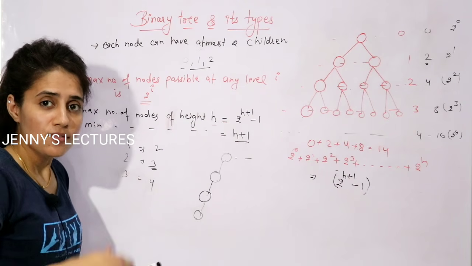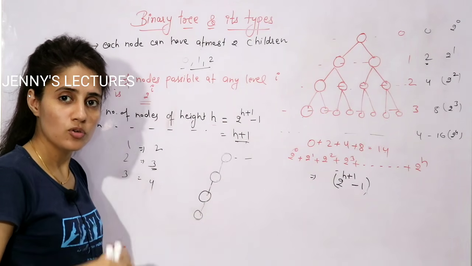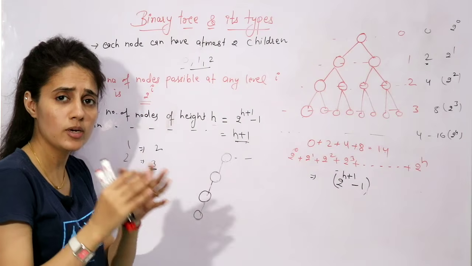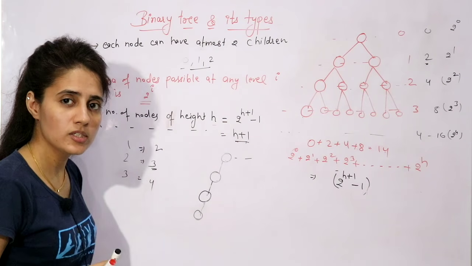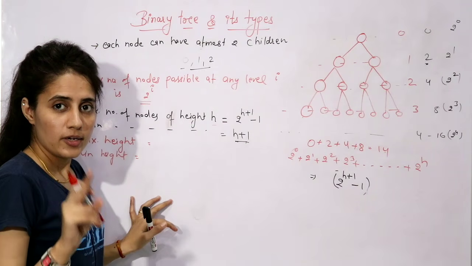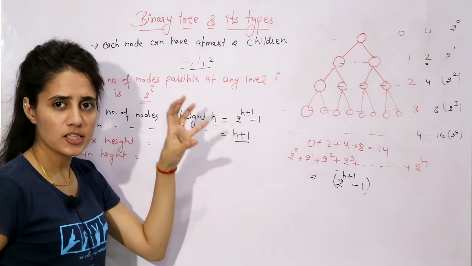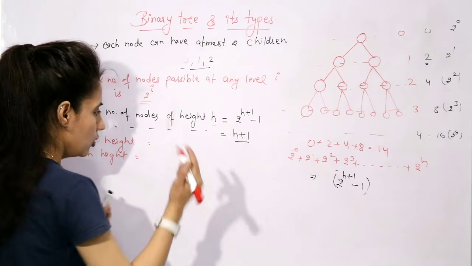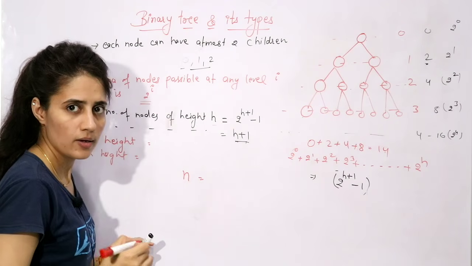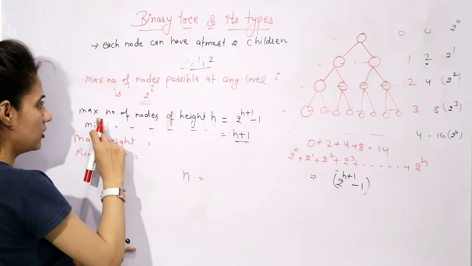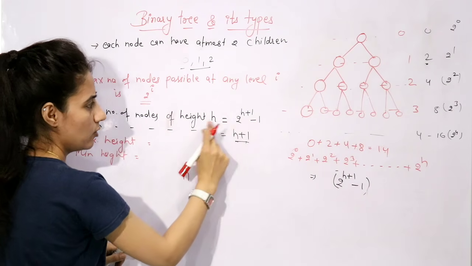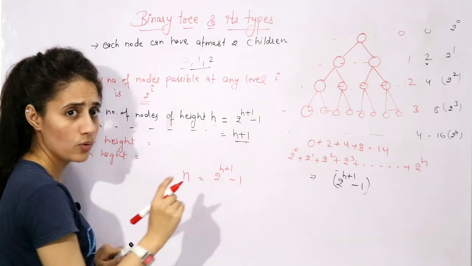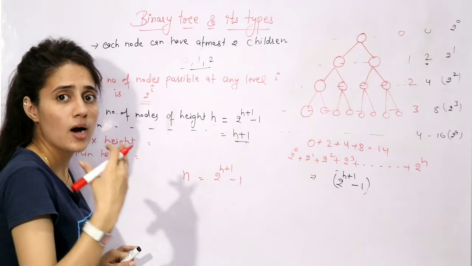Next thing is, suppose you are given maximum nodes or minimum nodes, and you are supposed to calculate the height, meaning the maximum height and minimum height of the tree possible. How will you calculate this? Suppose there can be n maximum nodes in the binary tree. Now you have to find out the possible height. From this case we can say the maximum number of nodes for height h is 2 raised to power h plus 1 minus 1. Here you are supposed to calculate the h value, the height of the tree.